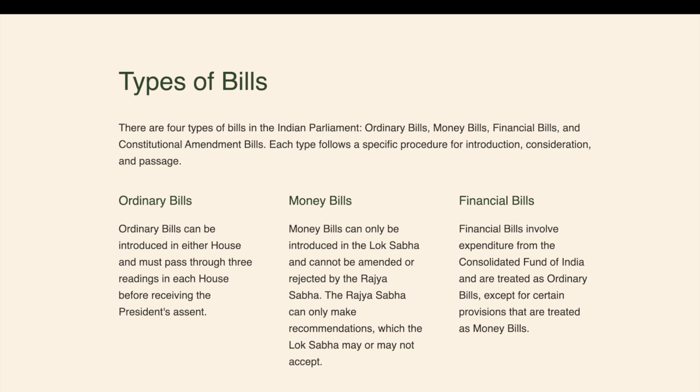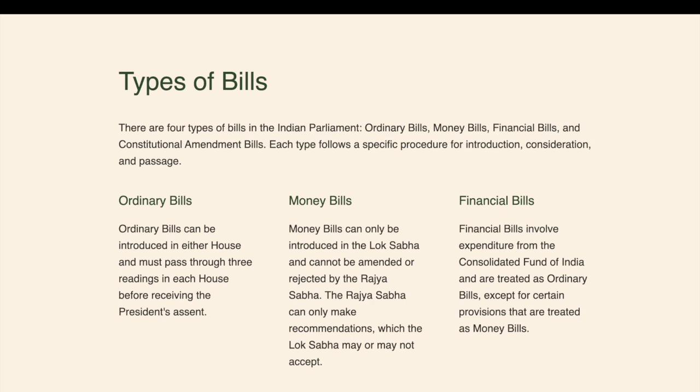Now we will see types of bill. So there are mainly four types of bill. One is ordinary, second is money, third is financial, and fourth is constitutional amendment bill. So what is the ordinary bill? An ordinary bill can be introduced in either house and must pass through three readings in each house before receiving the presidential assent. Okay.